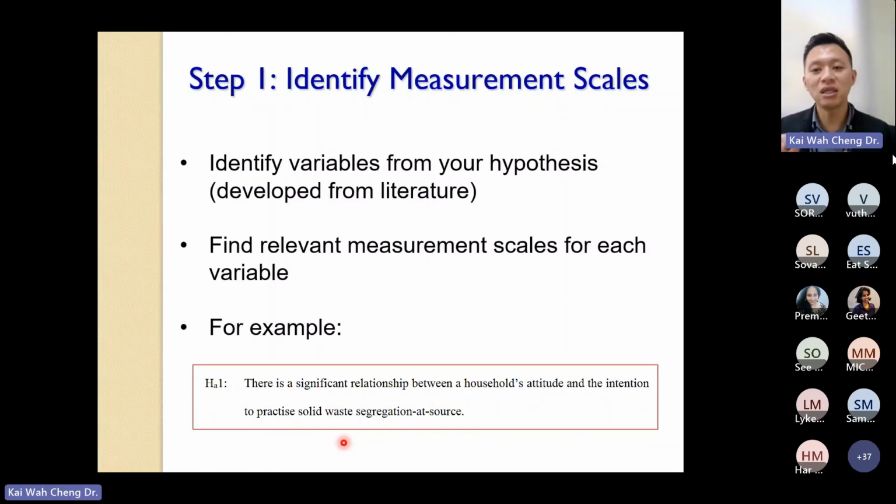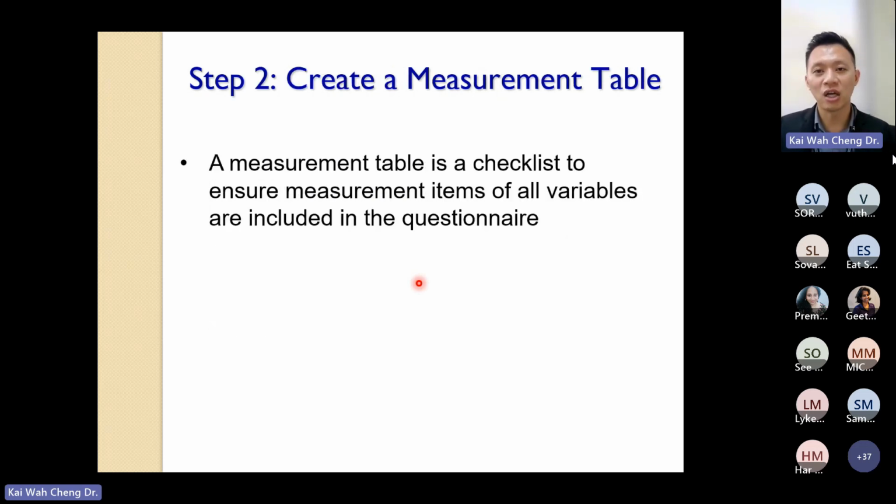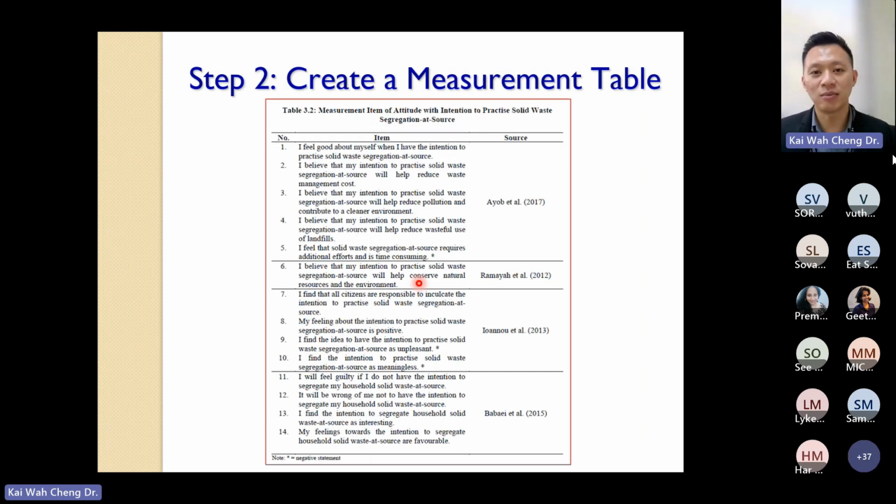So the next thing that I'm going to do is, I will create a measurement table to collect the relevant questions that have been used by the previous researchers in previous papers. At the same time, I will observe what are the measurement scales they used in the previous research as well. So I will have a measurement table with me. So this is the measurement table. And I think we should report it in a dissertation as well.